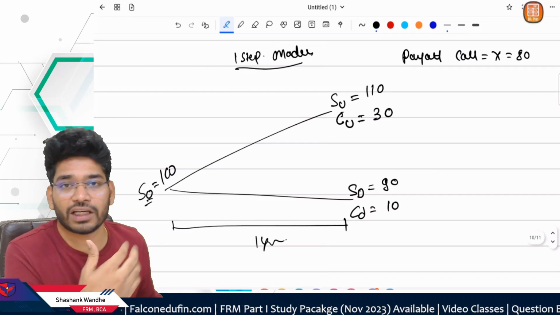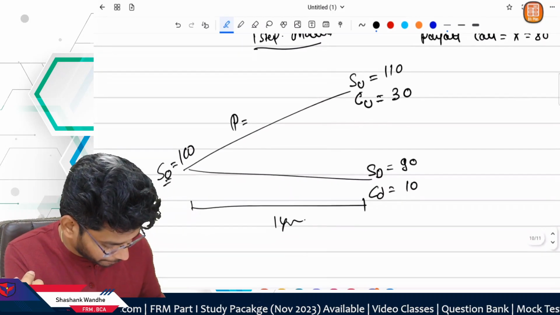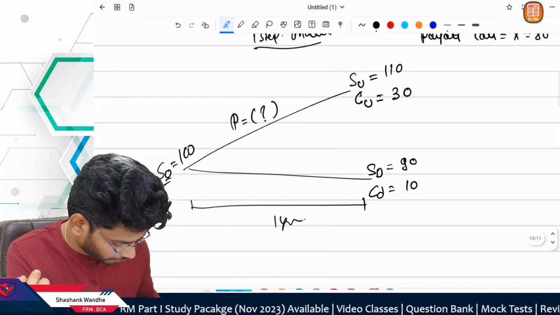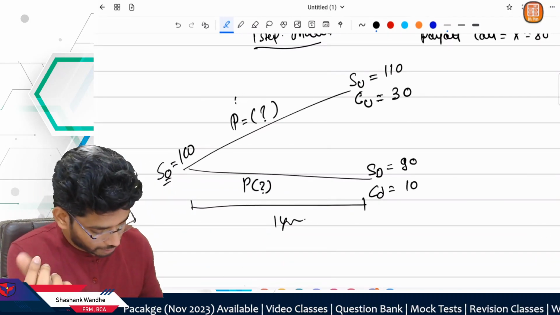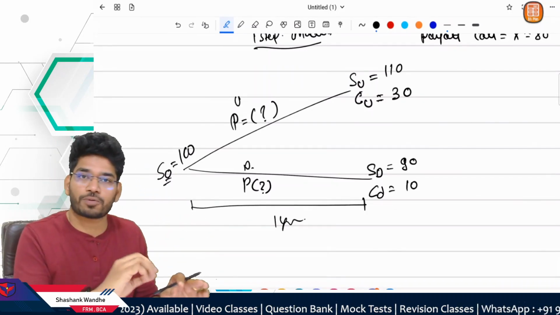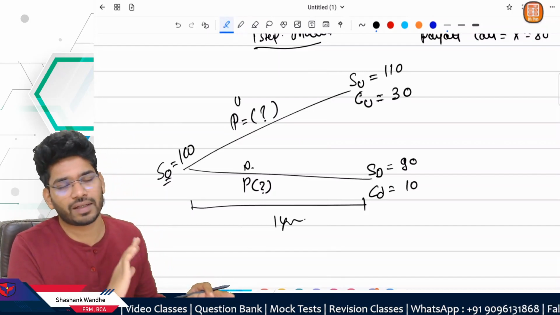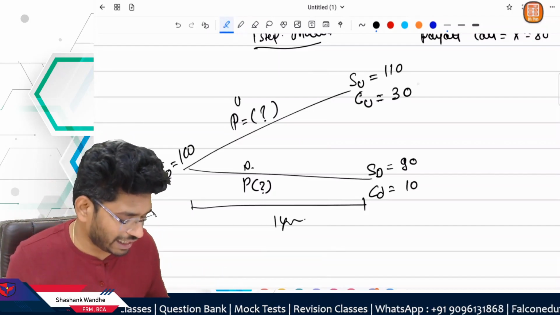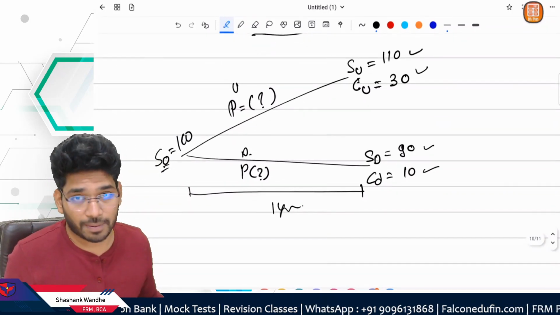Now, these are two possibilities. When there is a possibility, we need the probability. So let's talk about the probability of upward movement and downward movement. The main setup of binomial option pricing is how to deal with the probability. Once you understand how to calculate the probability, things are very simple because anyone can calculate the rest. So let's start with the probability calculation.